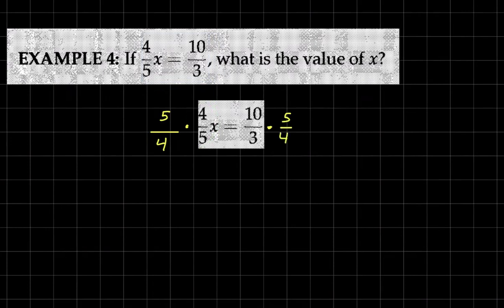So guys, if you have 4 over 5 and you wanted to cancel this in one step, just multiply by the reciprocal. Flip over the fraction and multiply it by both sides. So what will be happening here? 5 cancels 5 and 4 cancels 4. So the value of x equals 50 over 12.